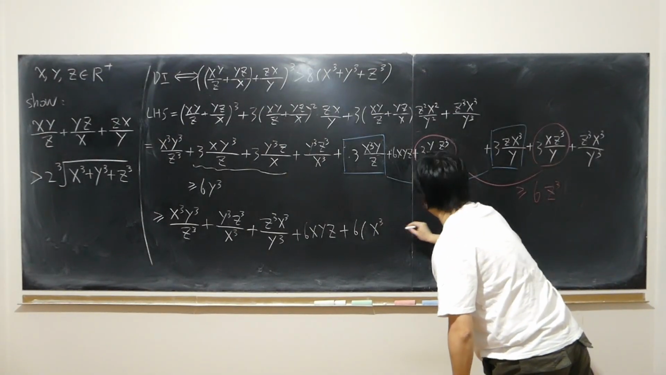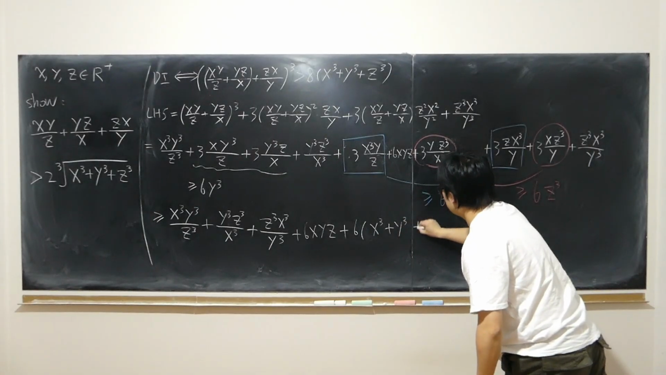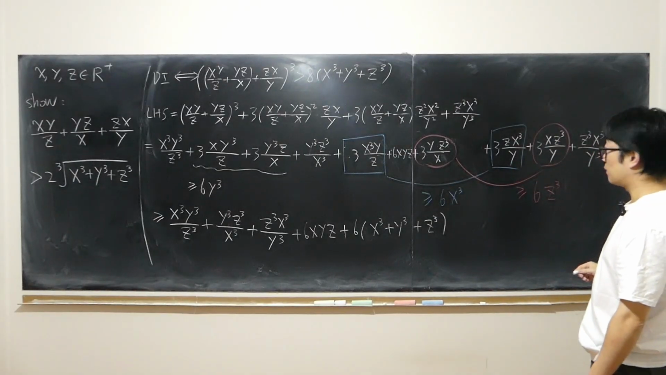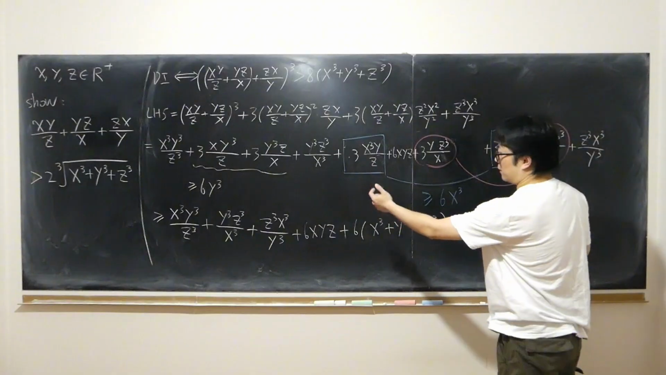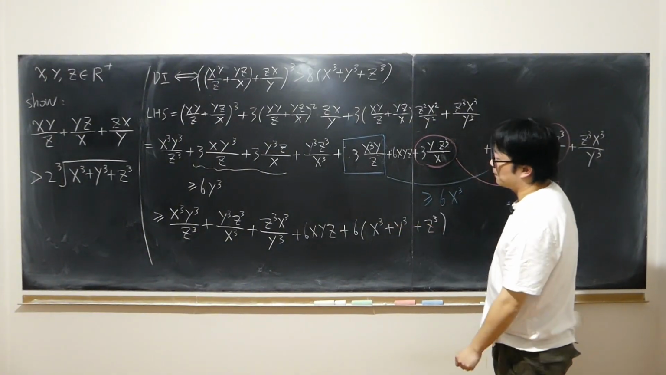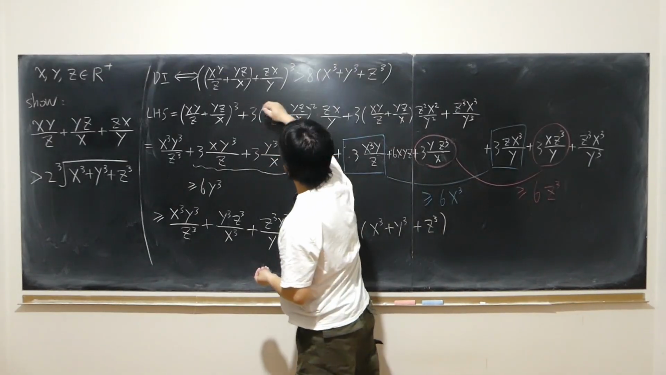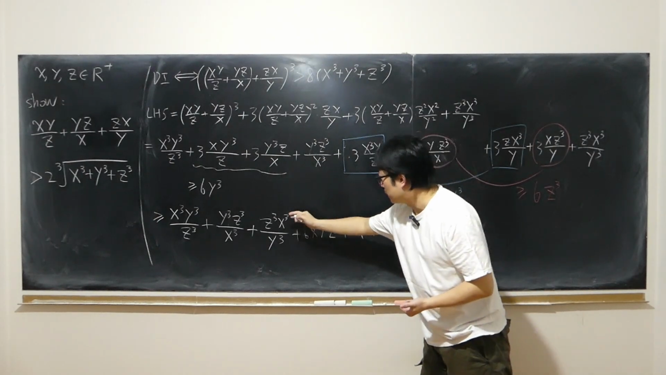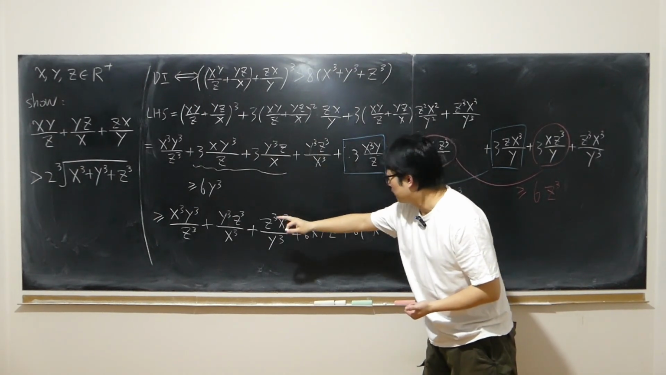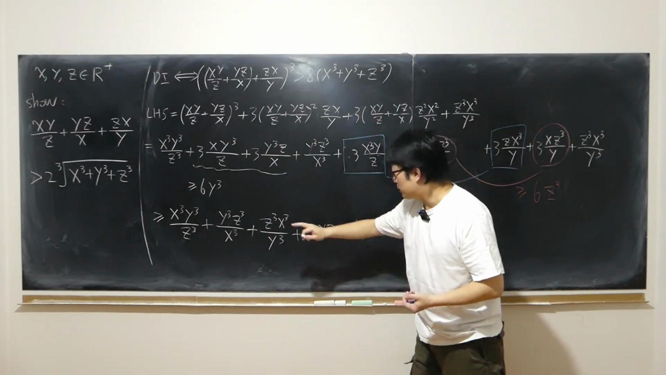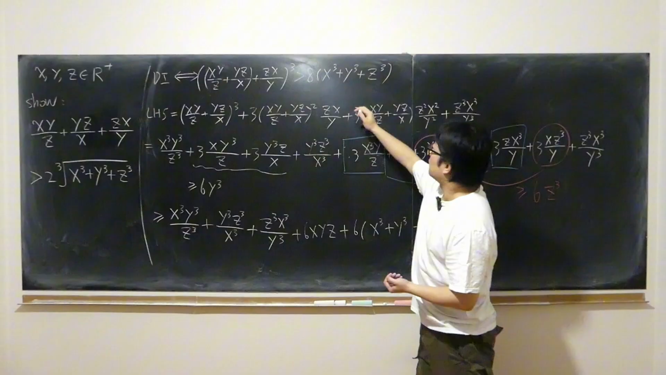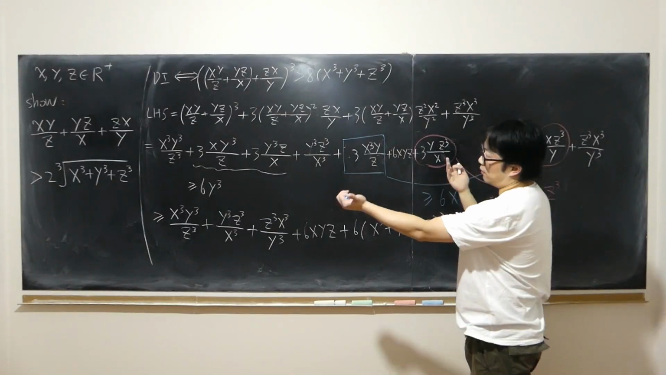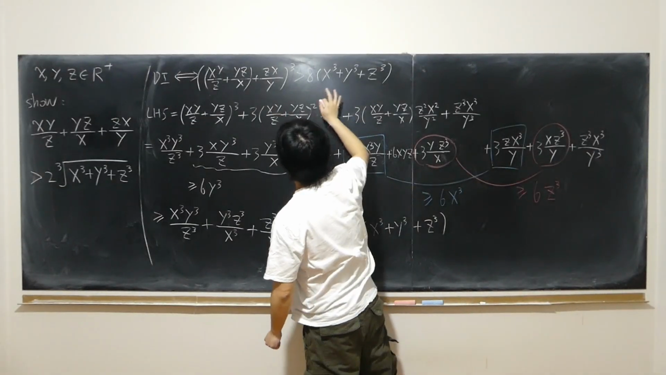X cubed plus y cubed plus z cubed. So that's what the left-hand side is greater than or equal to. We have to show that the left-hand side is greater than this. We've already loosened the inequality a little bit, since the left-hand side is greater than or equal to this. If we can show that this whole thing is greater than the right-hand side, then because of transitivity, we can show that this inequality is true.